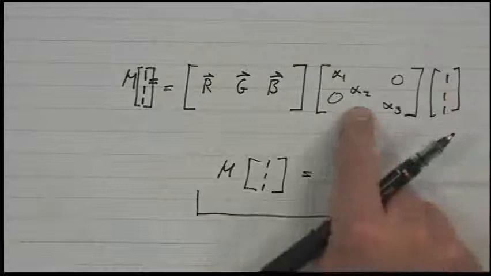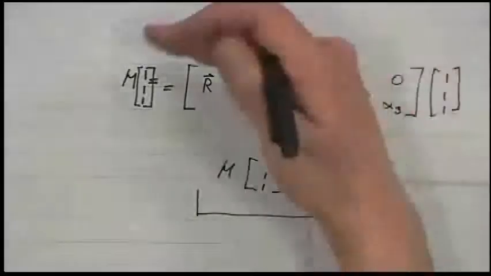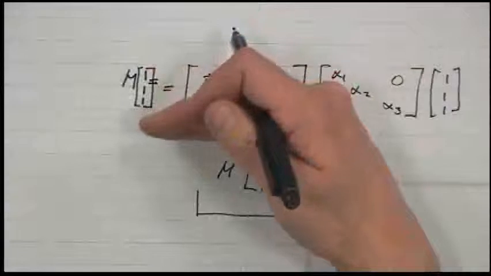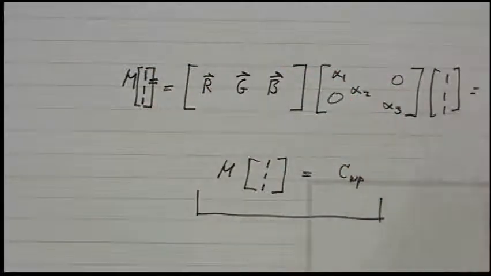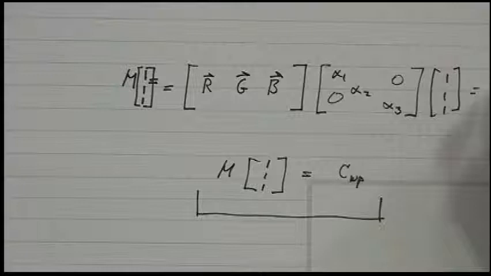Then this vector multiplies that, and I get alpha 1, alpha 2, alpha 3, right? I multiply that, and that multiplies by this, okay? And that should be equal to the white point. Now, there's actually two constraints. The white point is a chromaticity, so it specifies the chromaticity. It doesn't specify the brightness.